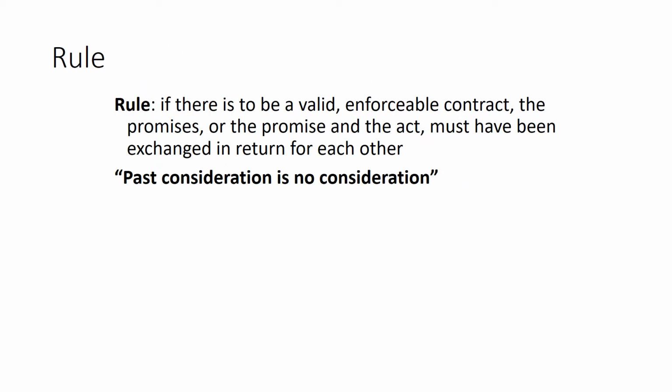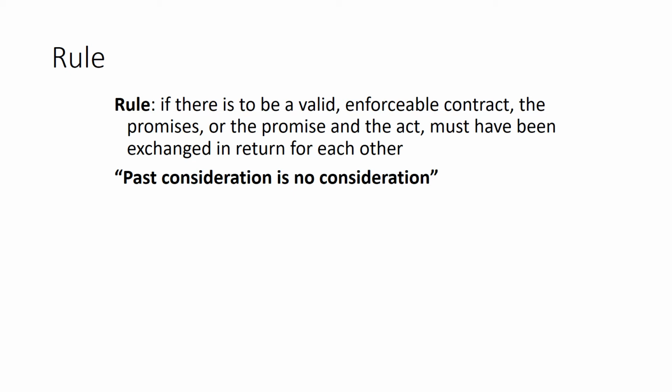And the rule is that if there is to be a valid, enforceable contract, the promise and the act must have been exchanged in return for each other. And the saying is past consideration is no consideration. Why is that the case? Well, if something is done first, then there is a promise relating to such act or performance. Then the two are not tied together by the notion of agreement.